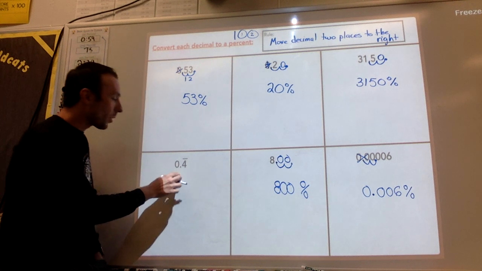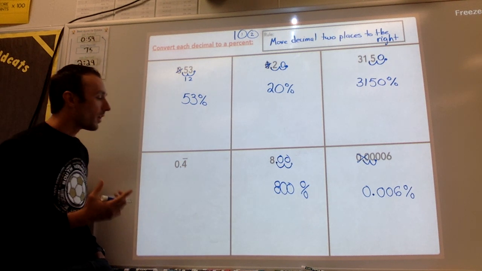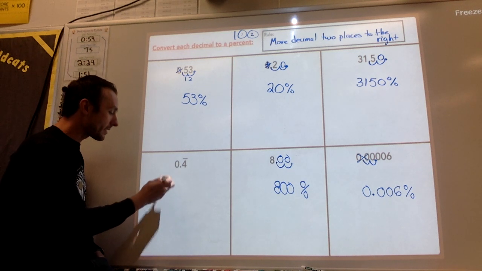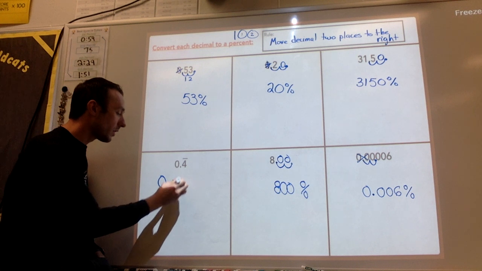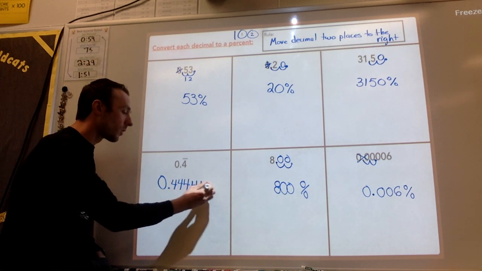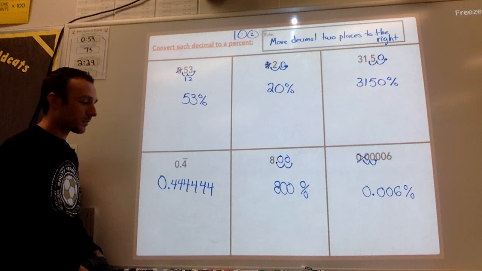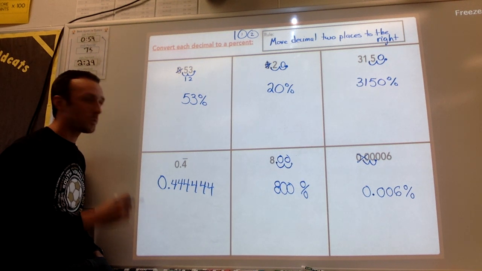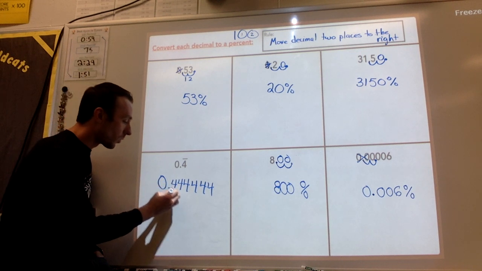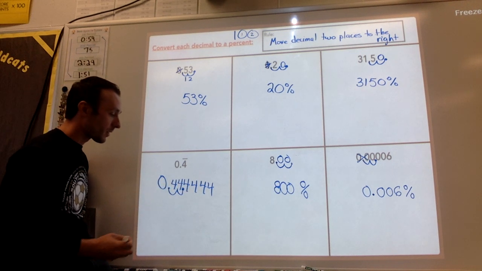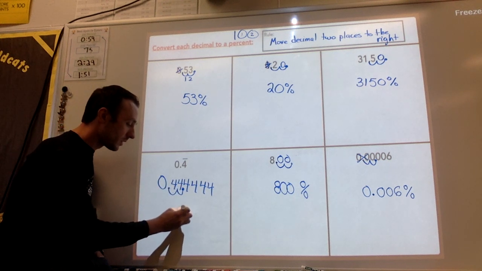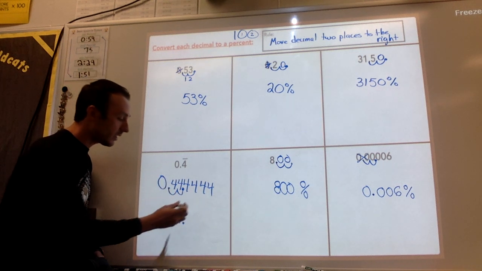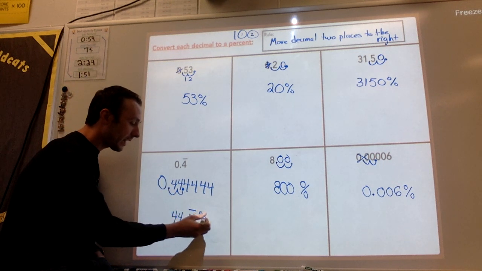And on this one, I have 0.4, but you notice there's a bar above the 4. That bar tells us that number is repeating. So this would be the exact same as 0.444444, on and on and on forever. I write a couple of 4s because we still follow the same procedure. We take that decimal and we move it 2 places to the right. So I go 1, 2, it is now there. So I have my 44 before the decimal. I have my decimal. And if you notice, after my decimal, my 4s are still repeating. So I put a 4, the repeating sign, and the percent.